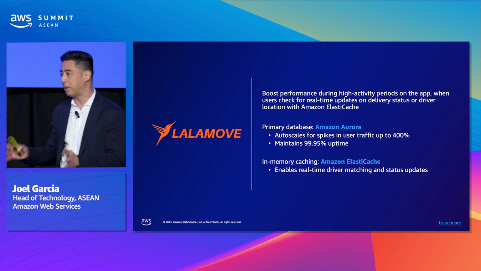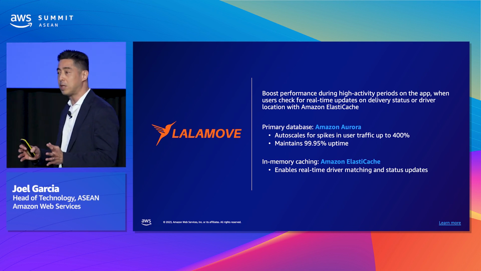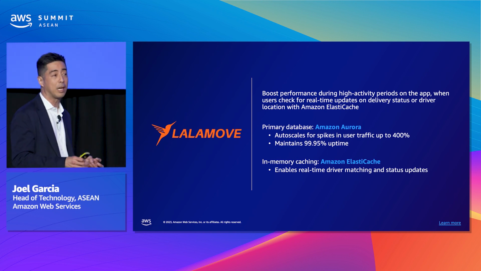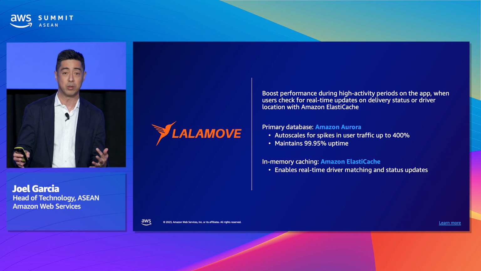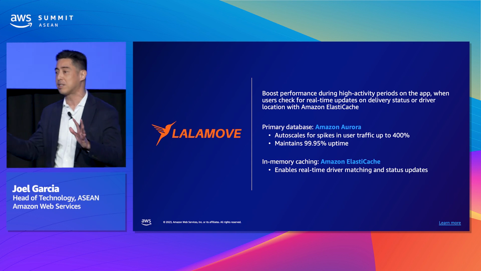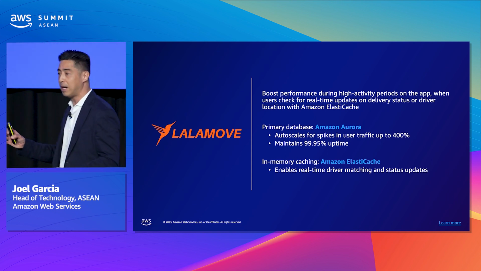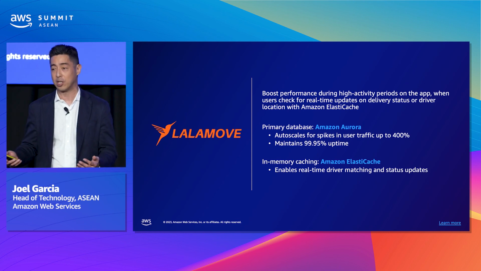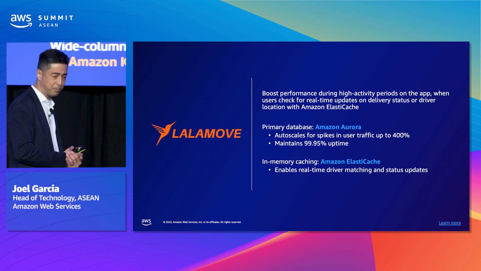But there are other benefits because Lalamove is using Amazon Aurora. Amazon Aurora actually gets deployed to what we like to call our 3 availability zones. So in the event of any instance failure whatsoever, Lalamove can have recovery in less than 30 seconds by using Amazon Aurora.